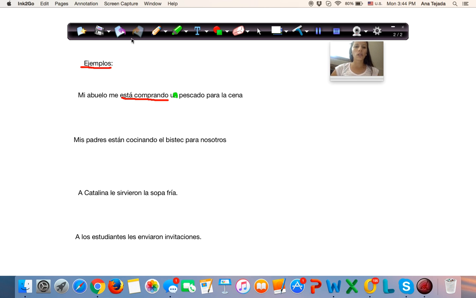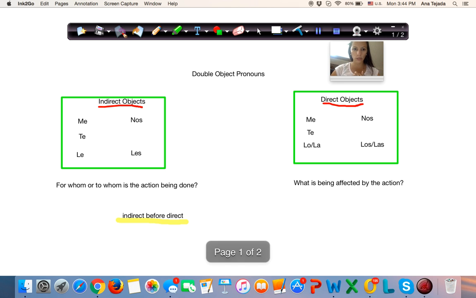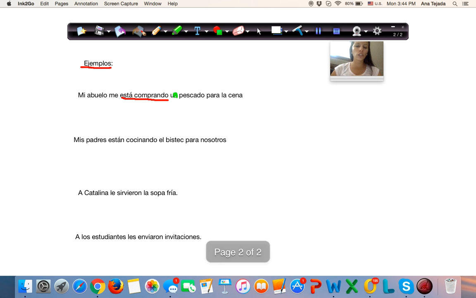Okay, and now remember, we first identified the action, the verb, then we look for the indirect object, which is the question that we have here. For whom or to whom this action is being done, or for whom or to whom the fish is being bought. Muy bien. Me. For me. It's being bought for me. And it's just a coincidence that the indirect object is already written there. Okay, so we have the action and the indirect object pronoun.